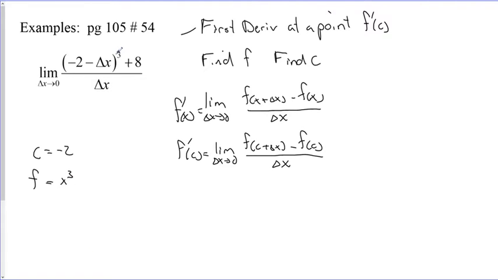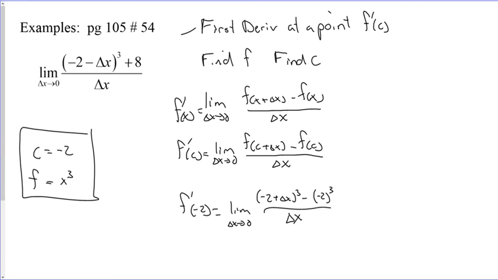So just as a test, if I said find f prime of -2, given what I have here, it would be the limit as delta x goes to 0, and this is just a check, it would be -2 plus delta x to the third minus -2 to the third all over delta x, and we can quickly see that it is this expression, so I feel confident in those answers.